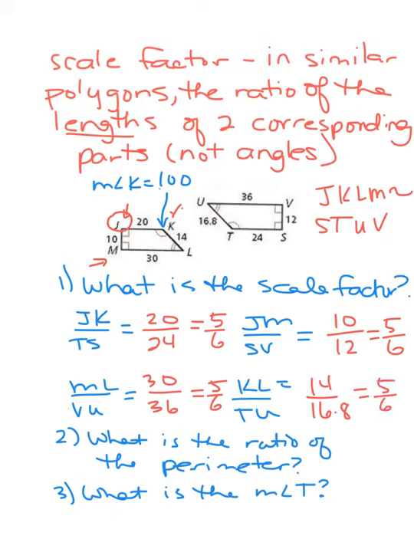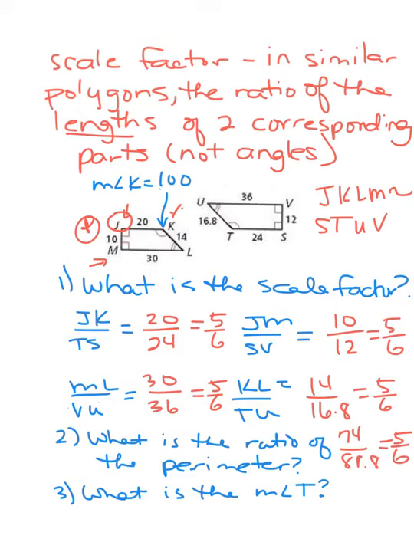Now number 2 says what's the ratio of the perimeters? So I'm going to add up the sides of each of the polygons. If I first do the one on the left, JKLM, I get 20 plus 10 plus 30 plus 14, which gives me 74. And the polygon on the right, STUV, if I add 24 and 12 and 36 and 16.8, I get 88.8. Now that will simplify also to 5 over 6, which, think about it, makes sense. If each of my side lengths has a ratio of 5 over 6, and then when I add those sides together, I should still have the same ratio, 5 over 6.